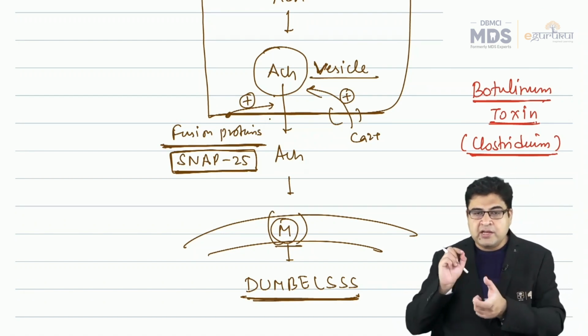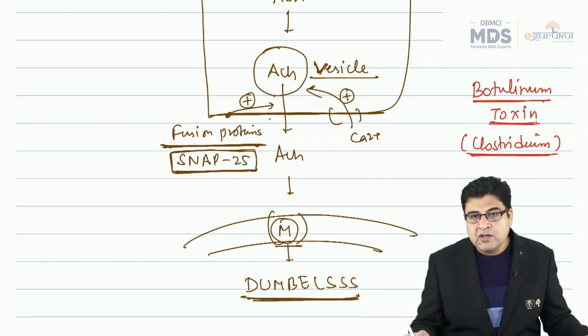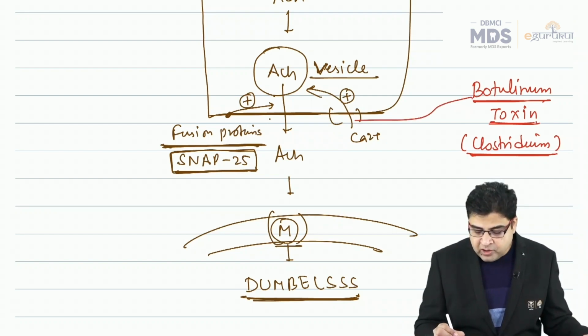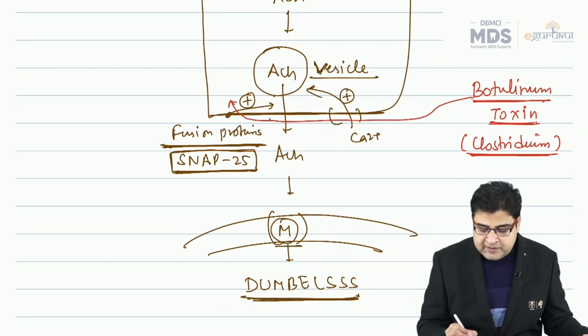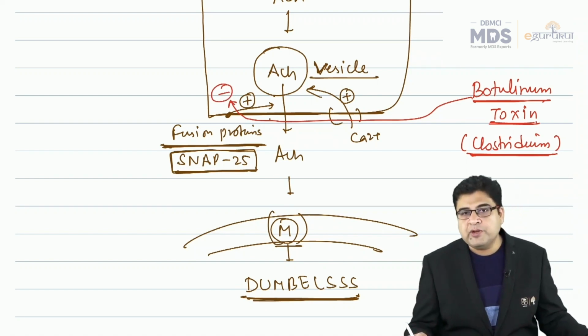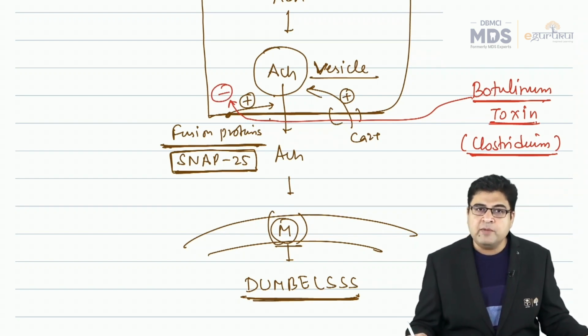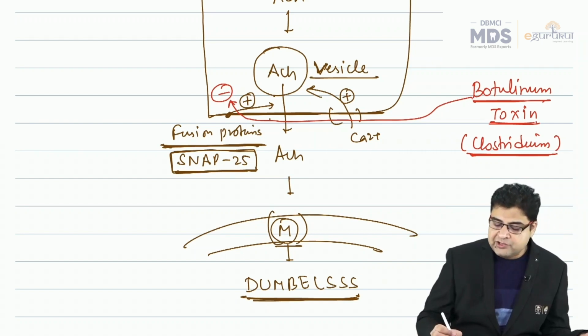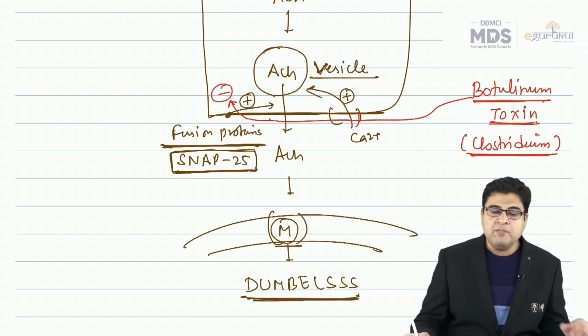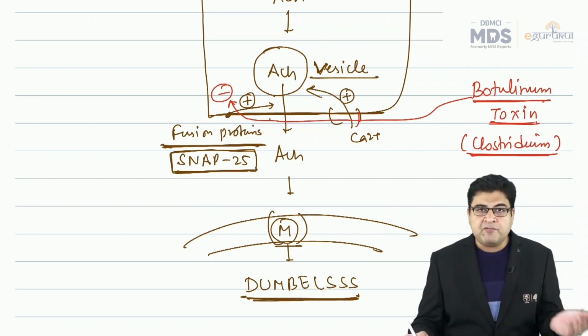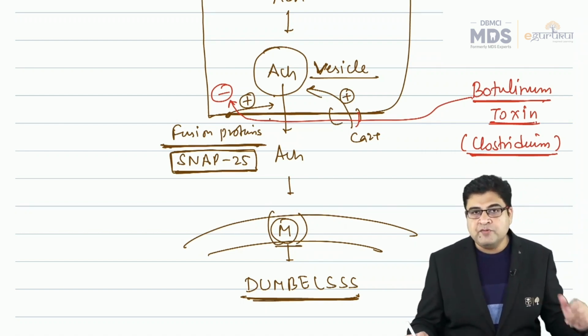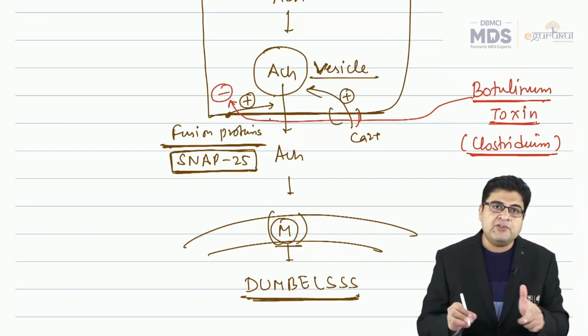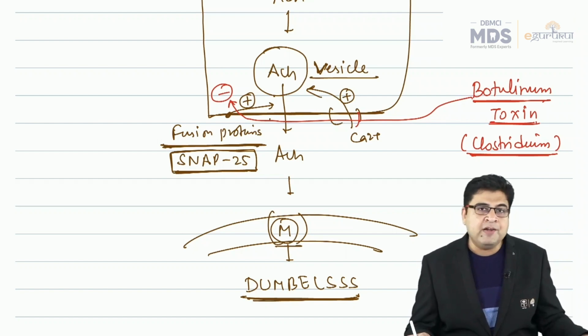Now whenever I inject this medicine in a patient, this medicine will go and block this fusion protein. And when this medicine blocks this fusion protein, the calcium entry is also not possible, because calcium entry is only possible after the fusion protein acts. Once the fusion protein acts, only then the calcium will take entry and acetylcholine is ultimately released.